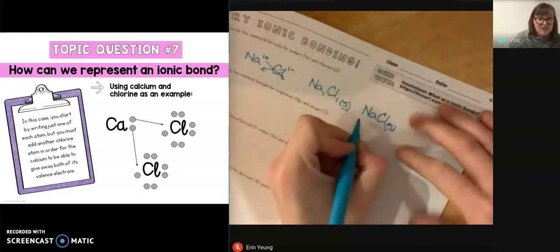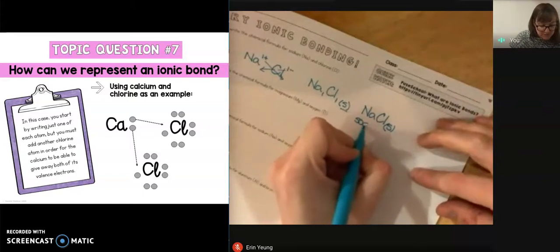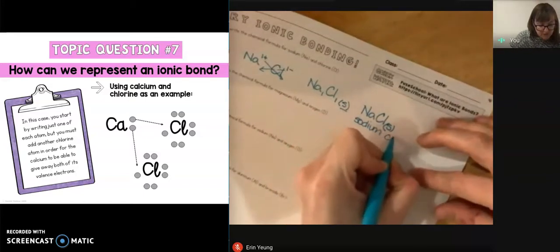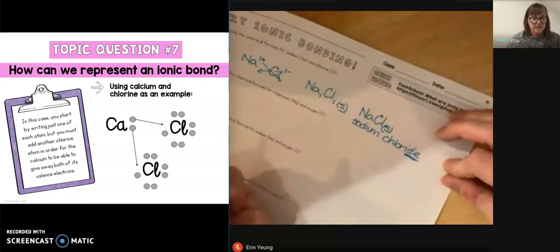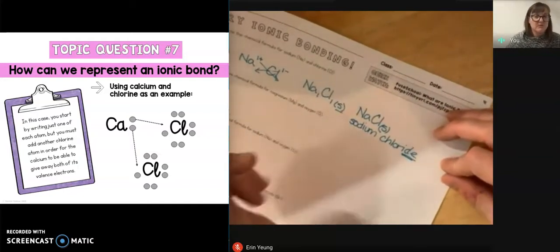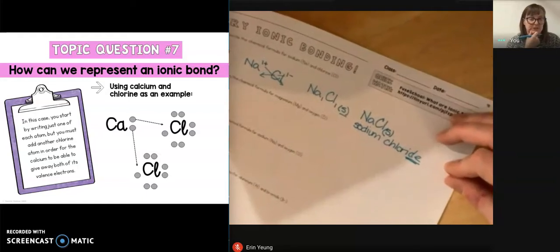Then underneath that, you're going to write the chemical name. So the chemical name is sodium chloride. Remember, these end in IDE. Sodium chloride. You do not have to capitalize chemical names. They don't need to be capitalized.